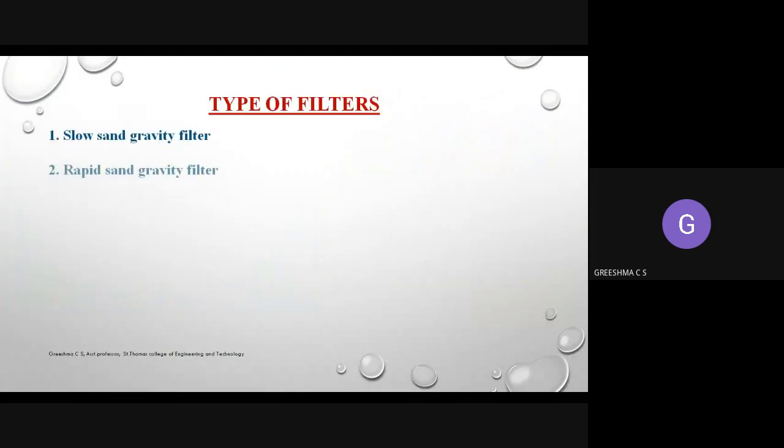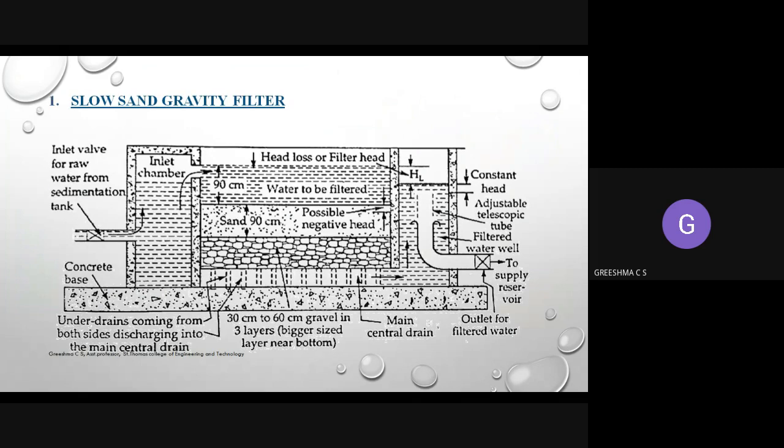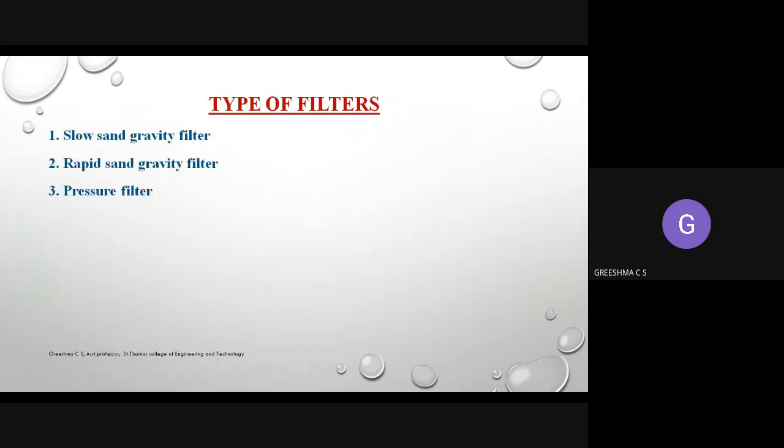Coming to the next most important portion, that is types of filters. Mainly we have three types of filters. First one is slow sand gravity filters, second one is rapid sand gravity filters, and third one is pressure filters. So mainly we have three types of filter, and we have to study all these three in detail.